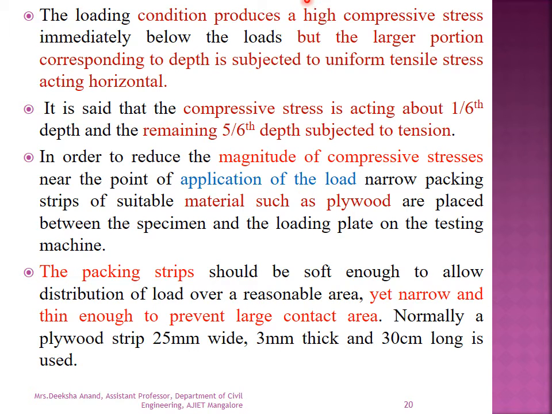The loading condition produces a high compressive stress immediately below the load, but the larger portion corresponding to the depth is subjected to uniform tensile stress acting horizontally. Here it is said that compressive stress is acting about 1/6 depth and the remaining 5/6 depth is subjected to tension. The packing strips should be soft enough to allow the distribution of the load over a reasonable area, and normally a plywood strip 25 mm wide, 3 mm thick and 30 centimeter long is used.